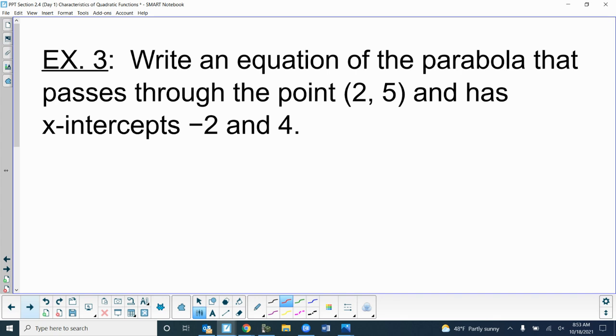Example 3. Write the equation of the parabola that passes through the point 2, 5 and has x-intercepts of negative 2 and 4. Okay? So, remember, x-intercepts means the y value is 0. So that's what the points are, if you need to write this. That helps you. Okay?